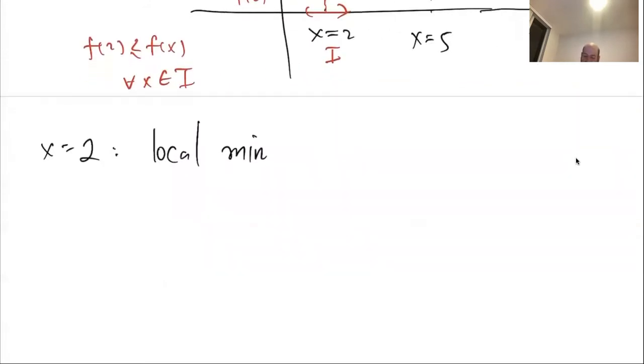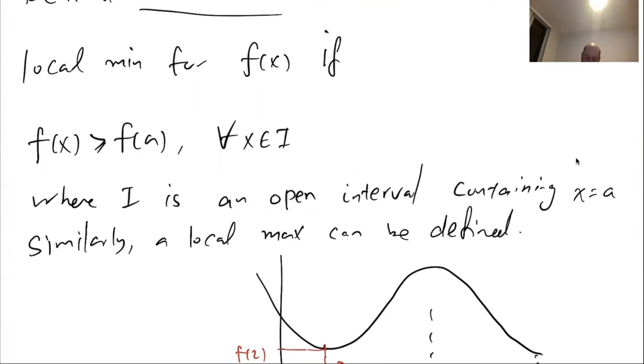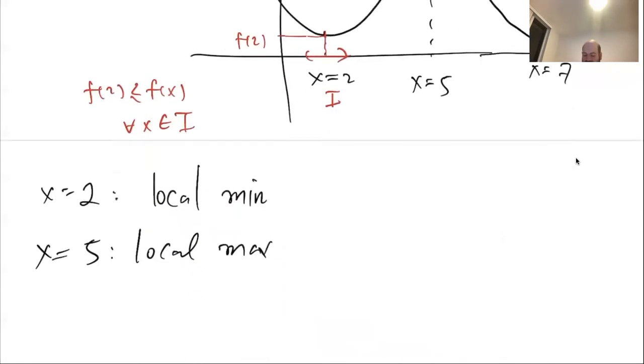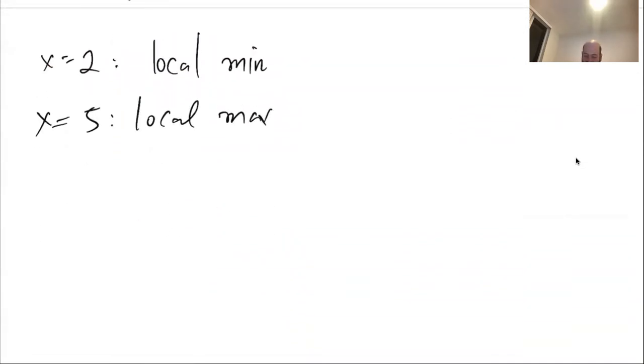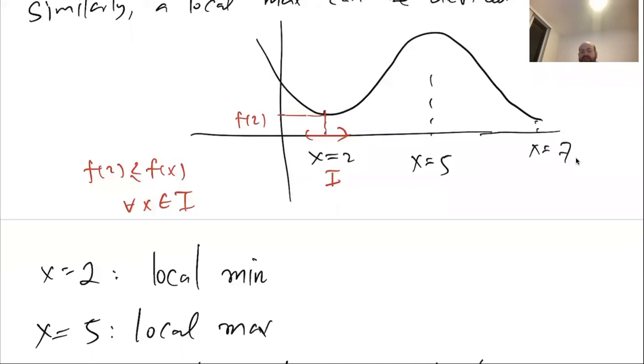But what about 7? So similarly, x equals 5 is the local maximum. So we provided the definition of local minimum. Local maximum is also similar. Let me write here, similarly, local max can be defined. You just need to have f of x less than or equal to f of a for every x in I for local max. But the rest of the conditions are the same. So x equals 5 is a local max, and x equals 7 is neither a local min nor a local max. Why? Because x equals 7 is an endpoint.